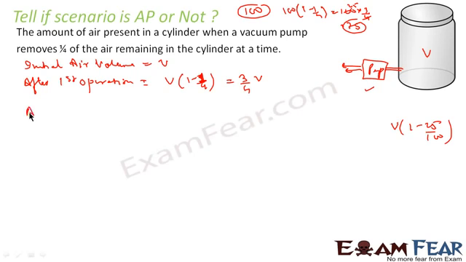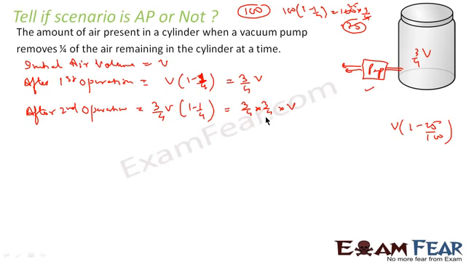This is the volume you will get after the first operation, that is 3/4 V. After the second operation, the volume before it is 3/4 V. From this volume, it will remove 1/4. So now it will be 3/4 V into 1 minus 1/4. Why? Because when I went for the first operation, the volume was V, so I took V there and in that 1/4 was removed. In the second operation, the volume is not V now, it is 3/4 V. So in this 3/4, again I have to remove 1/4. So this will become nothing but 3/4 into 3/4 into V.